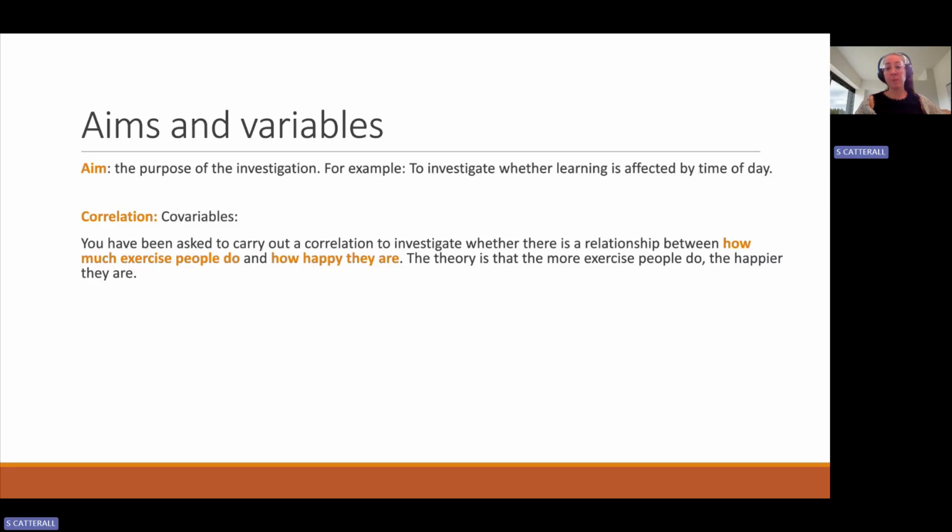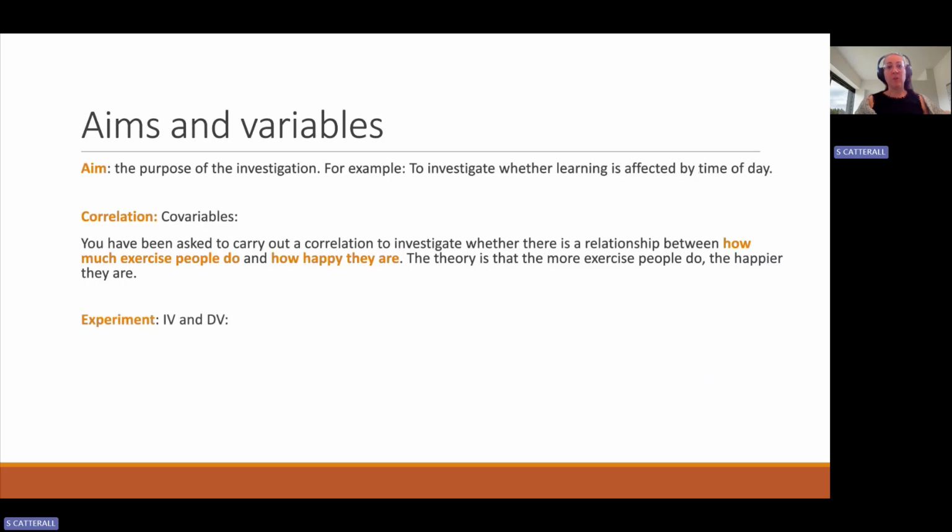So for example, this one might be asking you to do a correlation between how much exercise people do and how happy they are. The theory is saying that the more exercise they do, the happier they are. So the theory is that there's going to be a positive correlation. So it might ask you to write a directional hypothesis, and then you could put 'there will be a significant positive correlation between these 2 variables', or use the word relationship rather than correlation.